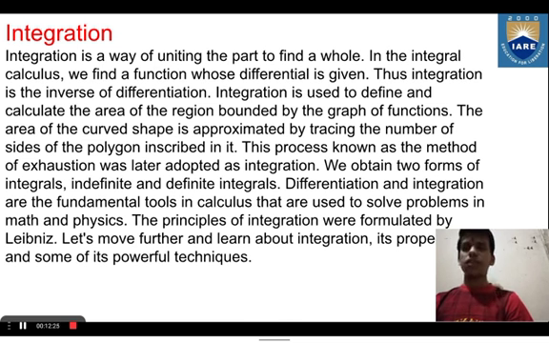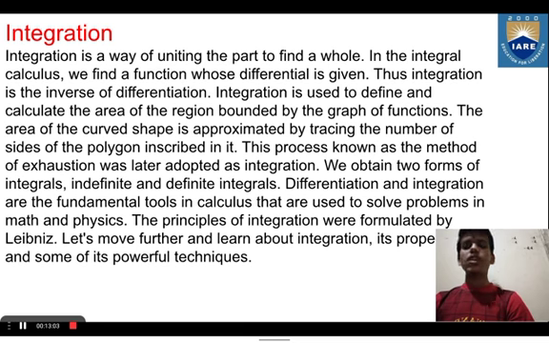Integration is used to define and calculate the area of the region bounded by the graph of a function. The area of the curved shape is approximated by tracing the number of sides of the polygon inscribed in it. This process, known as the method of exhaustion, was later adopted as integration. We obtain two forms of integrals, that is indefinite and definite integrals. Differentiation and integration are the fundamental tools in calculus that are used in solving problems in maths and physics. The principles of integration were formulated by Leibniz.